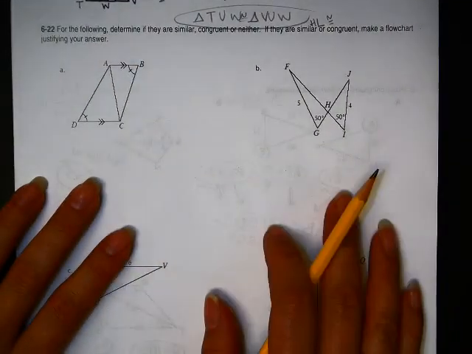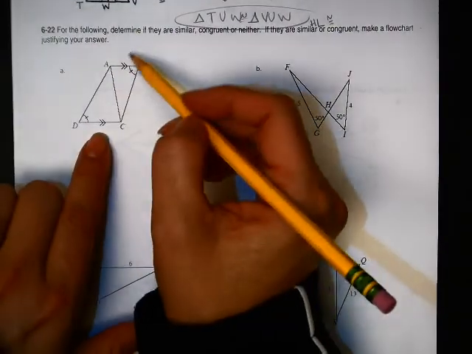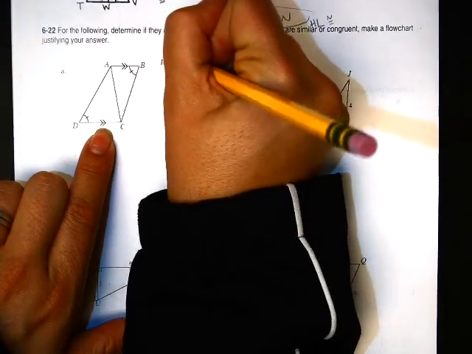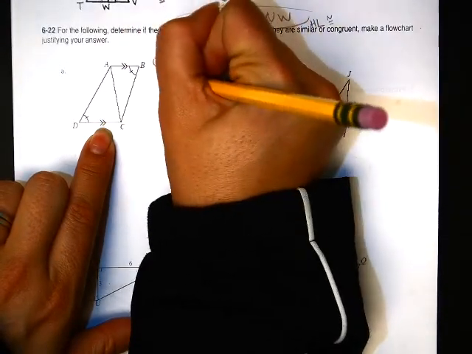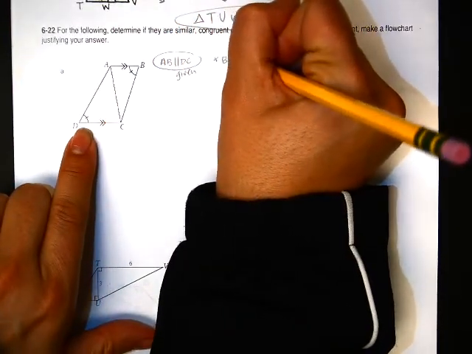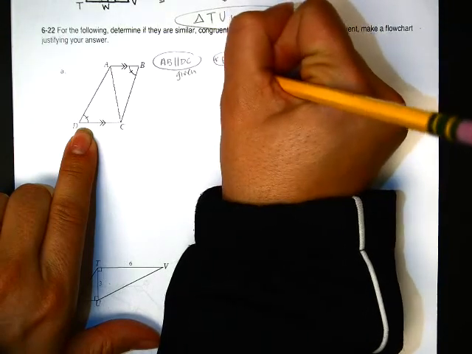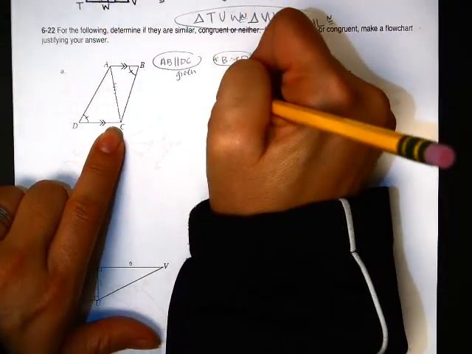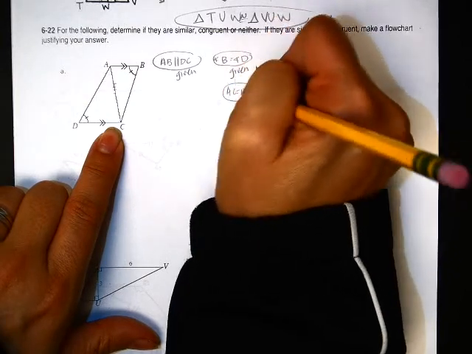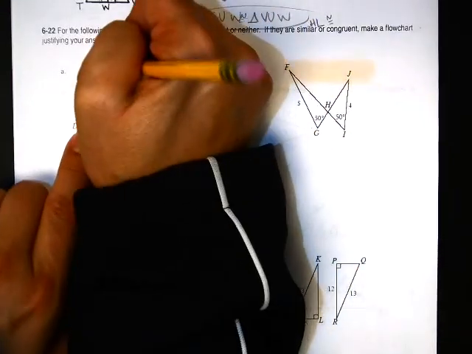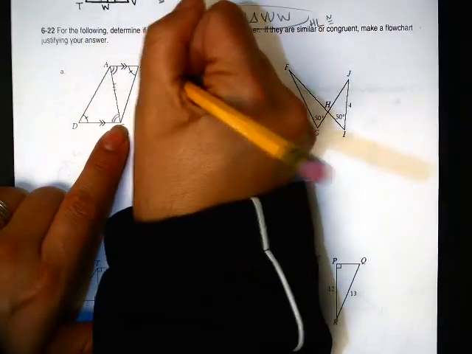All right, 4 more proofs. Let's see what we can do. These guys here are both parallel. These guys here are both equal. We have our reflexive. Because they're parallel, we can use our angles.